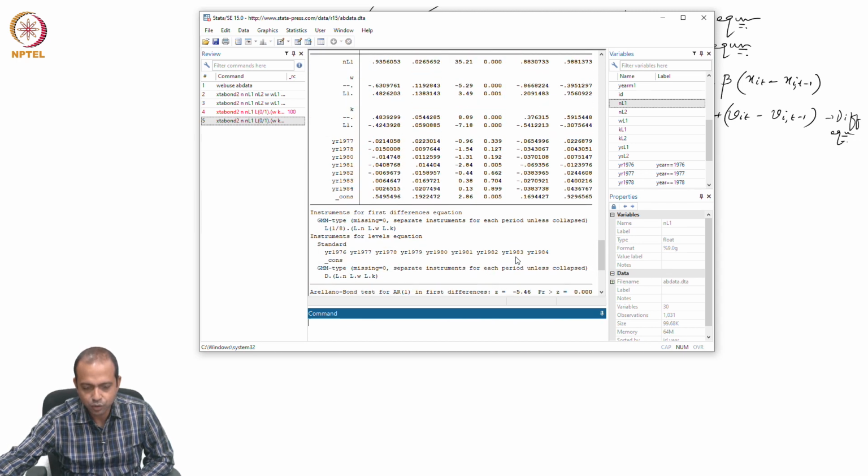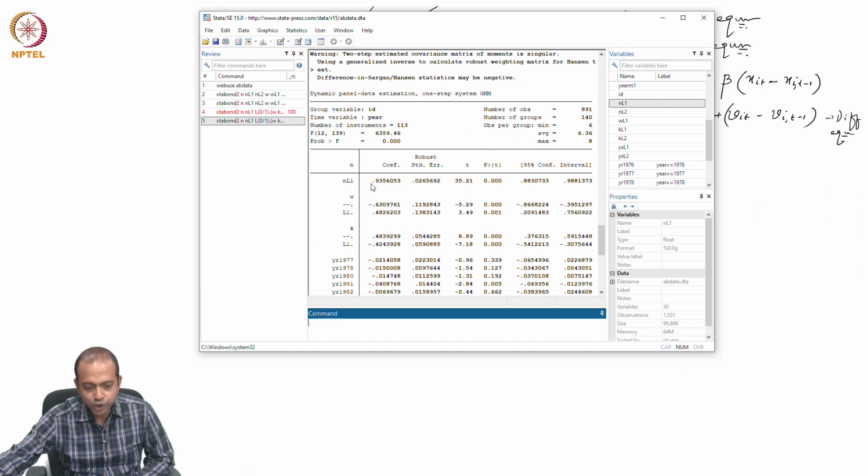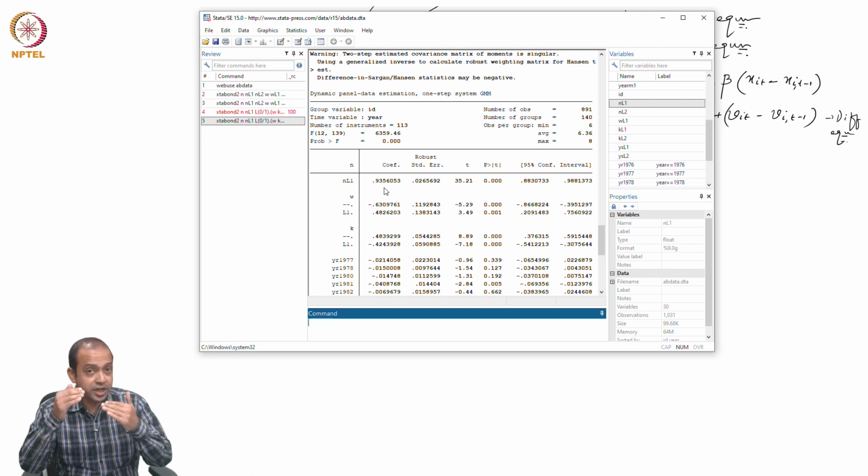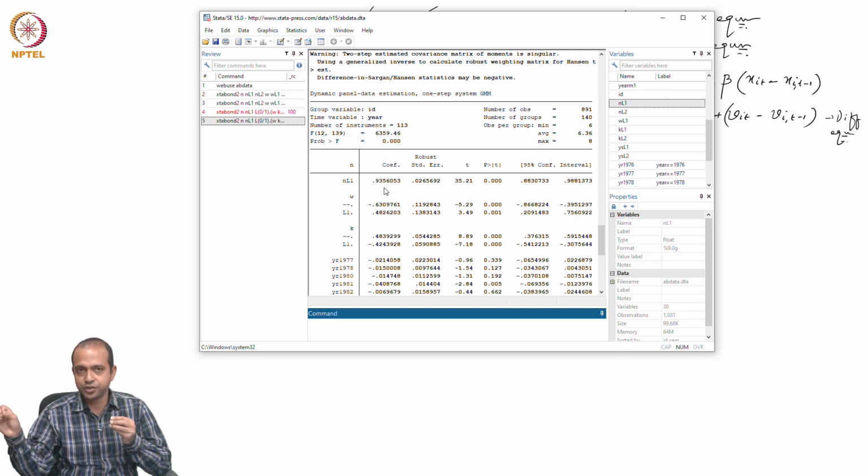And look at this, what is happening now. When I specify my model in this way, I am getting the coefficient as 0.93, which is lying well within the interval. So, whatever model you estimate, whether it is a system GMM or difference GMM, whether you consider only NL1 as endogenous variable, or you consider W, NL1 and KL1 also as endogenous, at the end of the day, my estimates should lie within the theoretically defined bound.